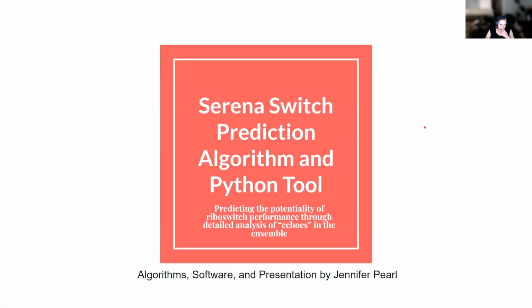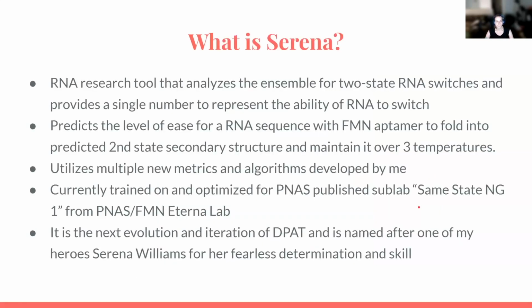Serena, a switch prediction algorithm and Python tool, predicts the potentiality of riboswitch performance through detailed analysis of echoes in the ensemble. All right, what is Serena? It's a research tool that is used to analyze the ensemble for a two-state switch currently, and it provides a single number that represents the ability of that RNA to switch.